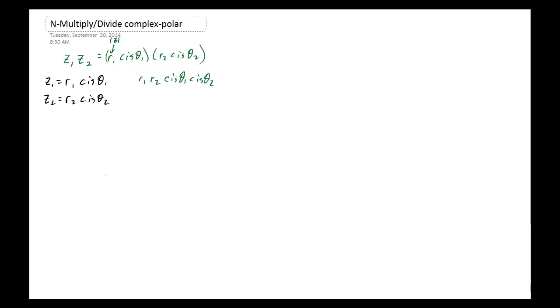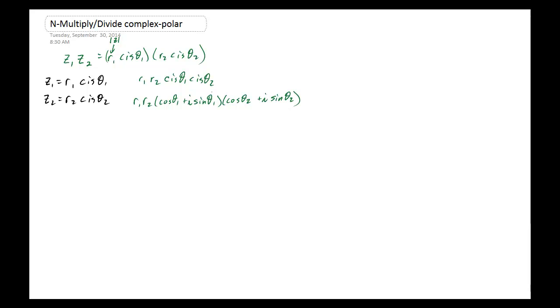And you may say, well, that's boring, I could have done that. Well, what I want to show you is what happens if we open up the cis. Okay? So let's go ahead and rewrite that. So we've got r1 r2, but we're going to rewrite the cis as cosine of theta 1 plus i sine of theta 1. And then the same thing with the cis 2, so cosine of theta 2 plus i sine of theta 2.